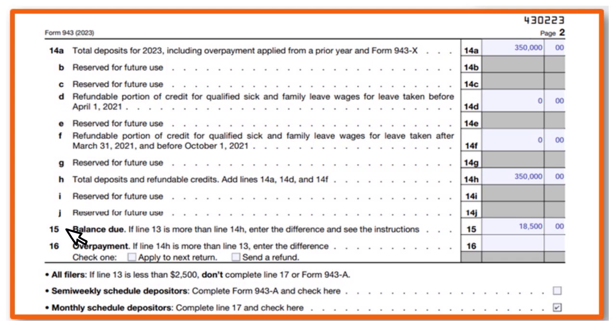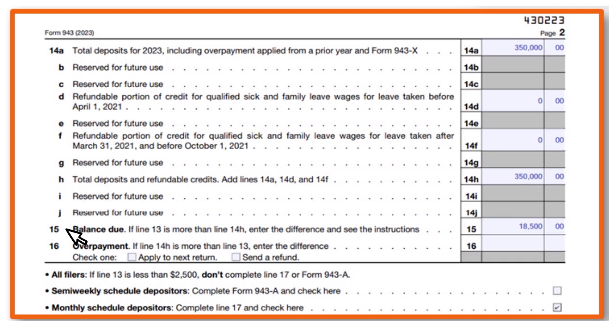And the balance due: we owe $18,500 because we deposited less than we owed. And how did we get the $18,500? If you go back a little up to the previous screenshot, the total taxes after adjustments and refundable credits amounted to $368,500. Then we deposited $350,000. So you can see the delta there is $18,500.